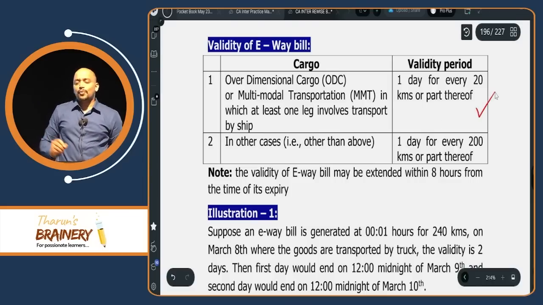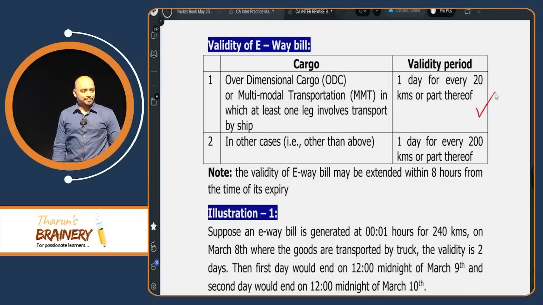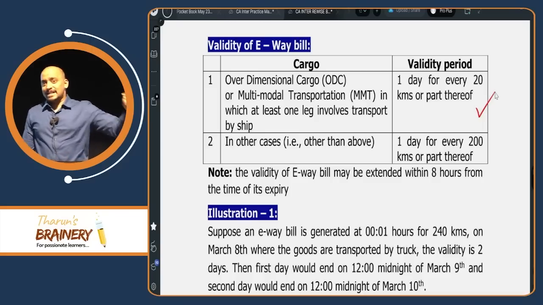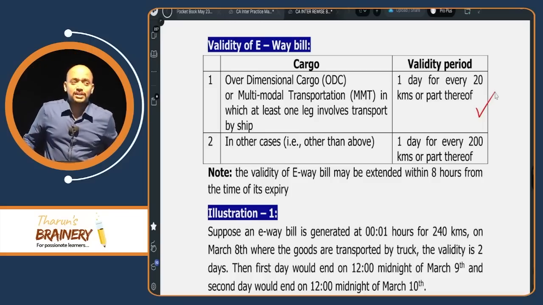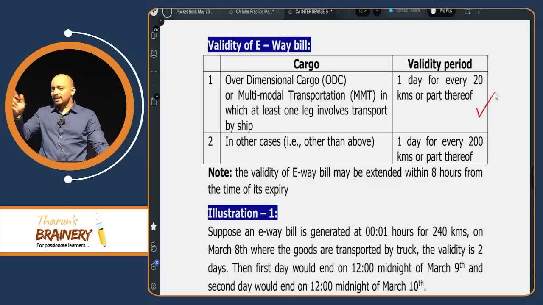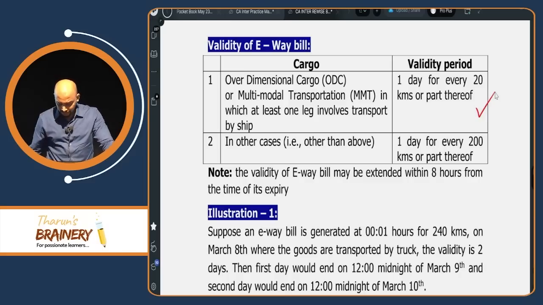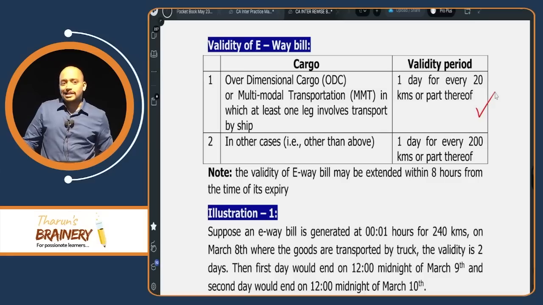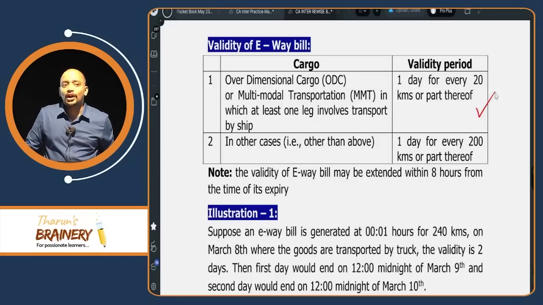Then the validity will be 1 day for every 20 kilometers or part thereof. For example, 480 kilometers. What is the validity? 480 divided by 20, that is 24 days will be taken as the validity. 490 divided by 20. What is the fraction you got? 24 point something. So therefore it should be taken as 25.